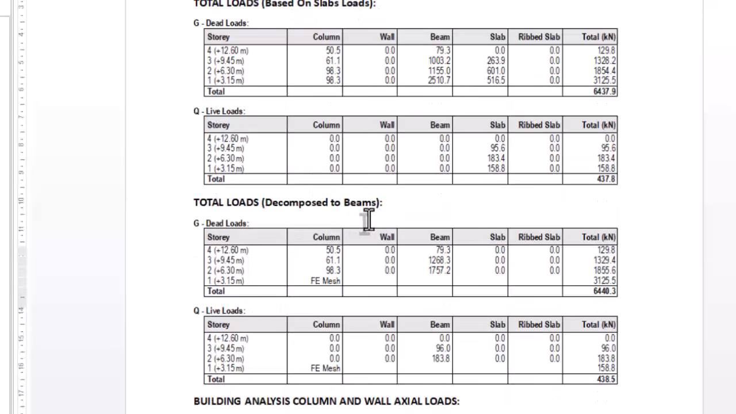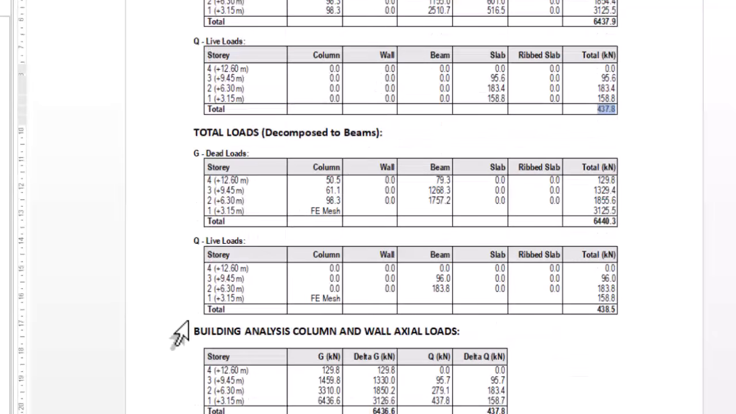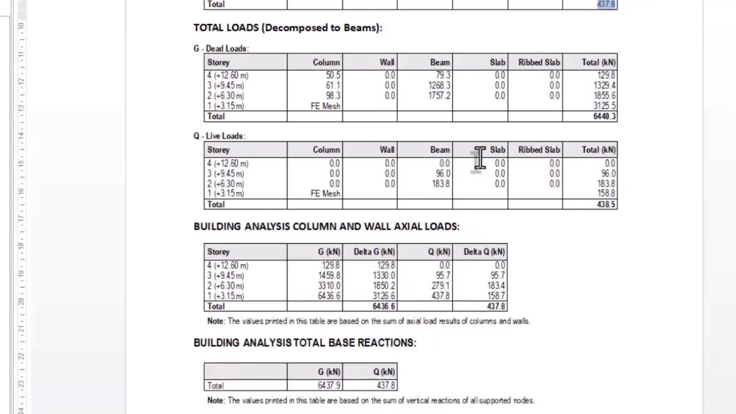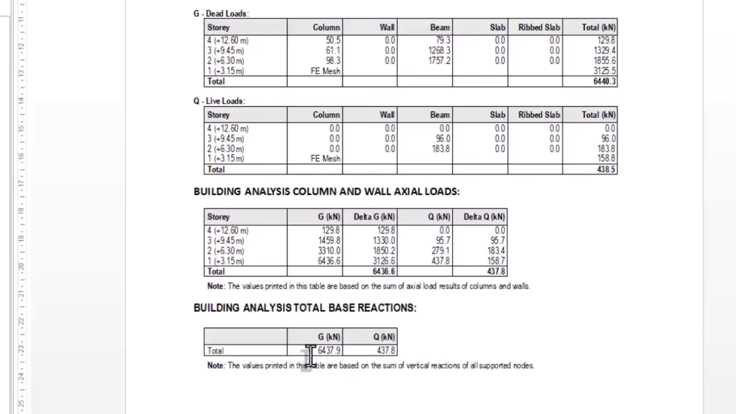All right, so now once you come down, you can see also the total live load decomposed to beam. You can see that the figure right here is not far from this figure that we have right here. Okay, so these are the live load from the slab that has been decomposed to the beam. Now, if you come down to the building analysis columns and wall axial load, where your point of concentration should be is this building analysis total base reactions. So the total base reactions, these are the load that goes to the foundation directly.